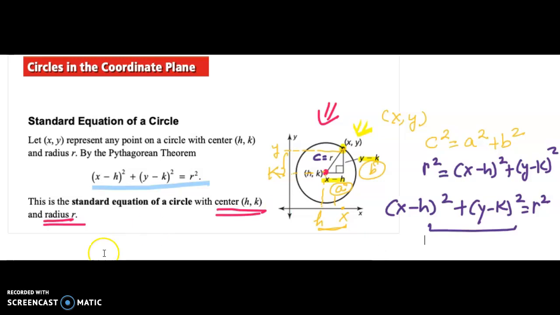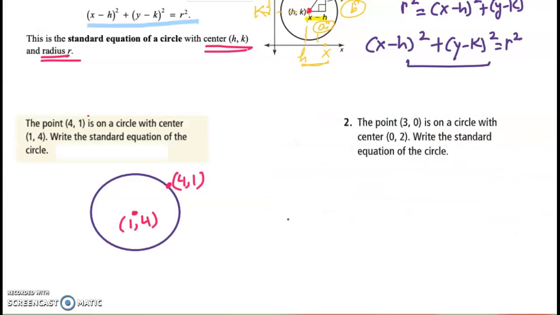Let's understand it better by taking some examples. I will solve question number 1 for you, and question number 2 you try on your own. I drew a circle because they said the point (4, 1) is on the circle, with center (1, 4). They want us to write the standard equation of the circle, but there is one thing missing, and that is the radius. I don't know the radius yet.